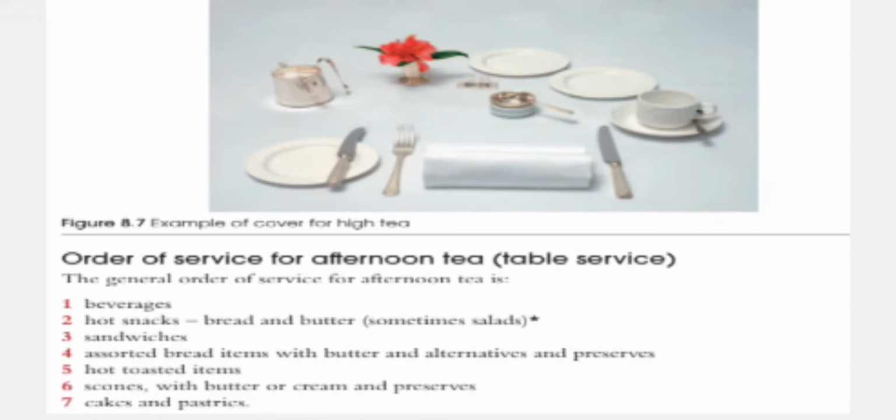So there are four steps. First, the beverage should again be served first, followed by the hot snack order, which is often accompanied by bread and butter. When this has been consumed and cleared, the service then follows that of a full afternoon tea.